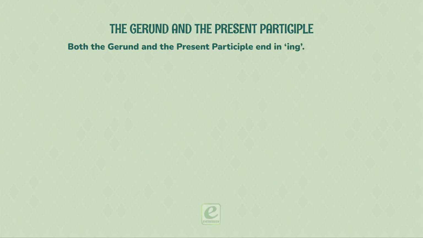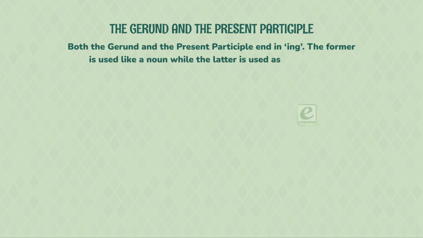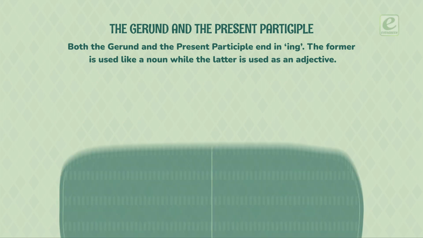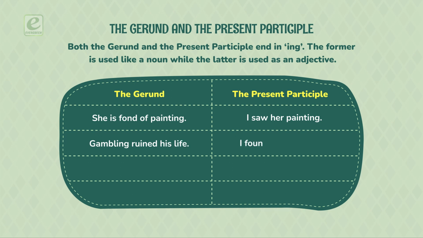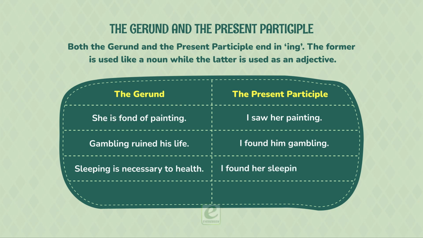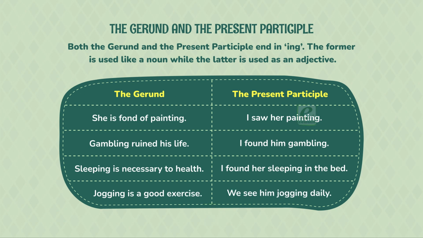The gerund and the present participle. Both the gerund and the present participle end in -ing. The former is used like a noun, while the latter is used as an adjective. The gerund, the present participle. She is fond of painting. I saw her painting. Gambling ruined his life. I found him gambling. Sleeping is necessary to health. I found her sleeping in the bed. Jogging is a good exercise. We see him jogging daily.